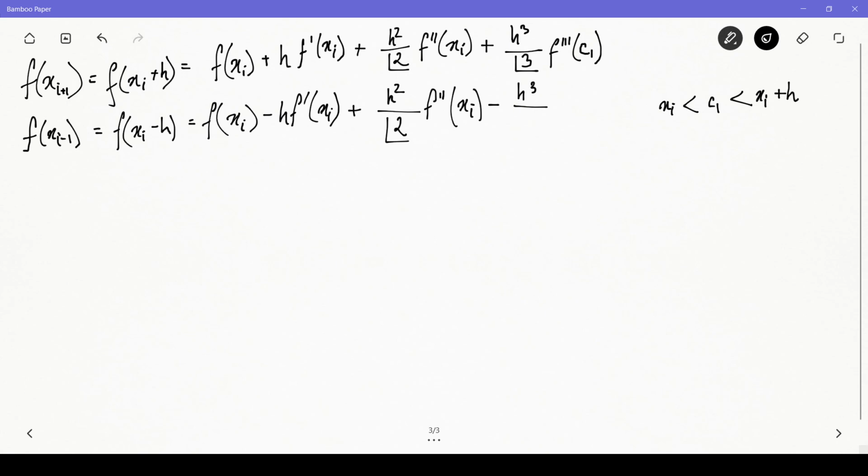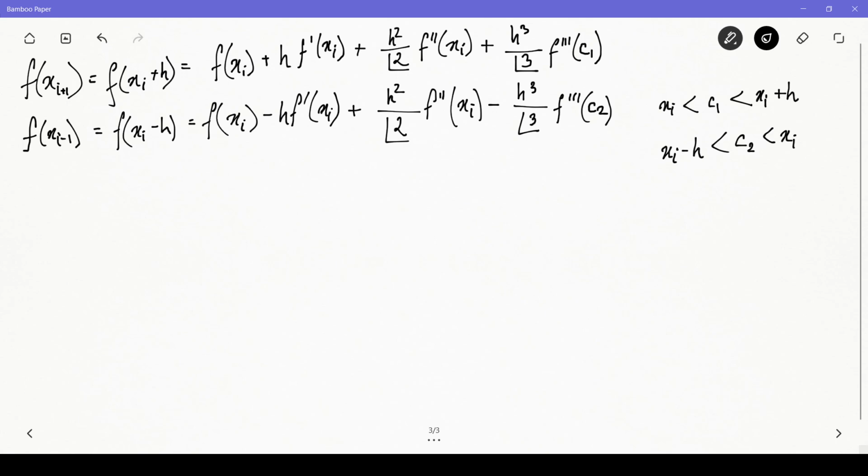Minus h cube by 3 factorial times f triple prime at the point, say this time we'll consider the point c2, okay. And of course the condition is what? For the remainder theorem, the condition is that the point c2 will lie somewhere between x sub i minus h and x sub i, okay, fine. Since we are considering all the points between x sub i minus 1 and x sub i, the point c2 lies somewhere in between, okay, fine.